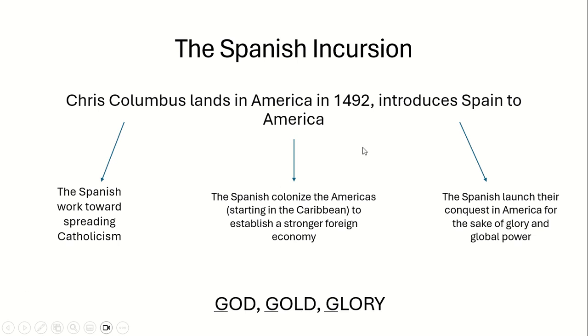Moving on to gold, which I believe was the primary reason, as you'll see in this course, economics has a severe undertone in American history, where the Spanish attempt to colonize the Americas, starting with the Caribbean, to establish a stronger global foreign economy. So I want you to think, first of all, why specifically in the Caribbean? What about the Caribbean is so great?